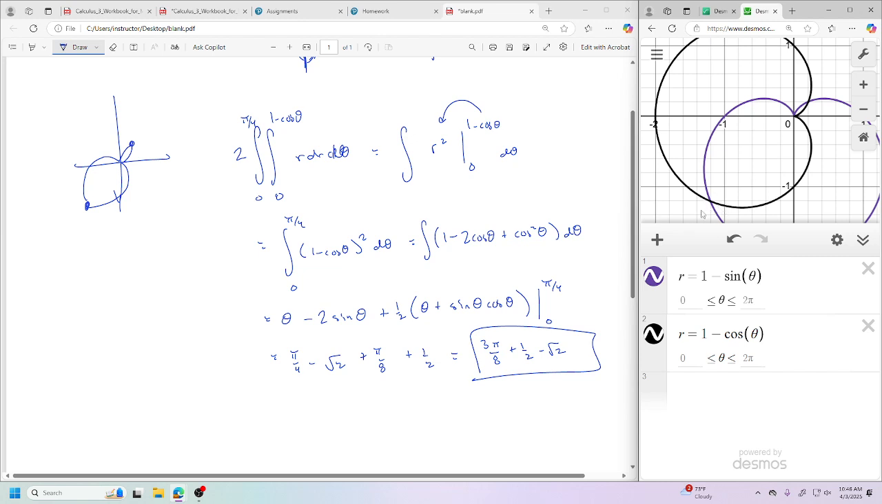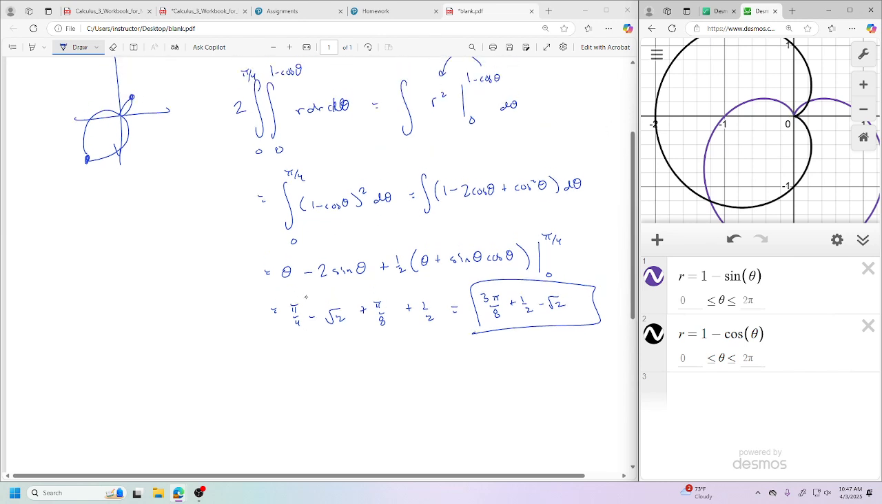5 pi over 4, and then it goes until 2 pi, and then I can double that. So of the black one again, I basically have the same thing. So let me see if I can find some commonalities. That way I don't have to do the whole problem over again.